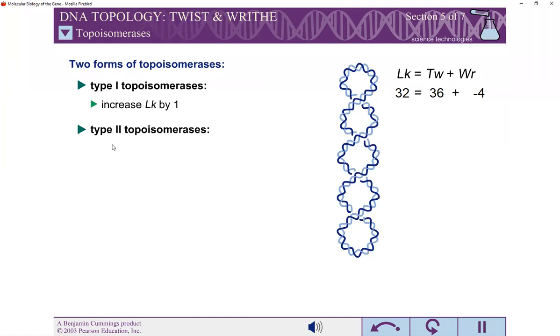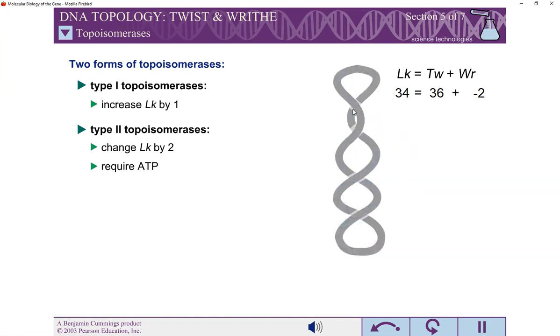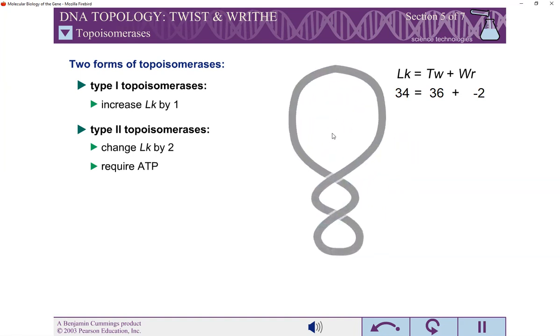Type 2 topoisomerases change linking numbers in steps of 2. They require energy from ATP hydrolysis. This type 2 topoisomerase alters the linking number by a value of 2. It uses ATP hydrolysis to cleave a double-stranded DNA molecule and allow the other strand to pass through the first strand. By changing the handedness of turns, type 2 topoisomerases change the topology of DNA molecules.